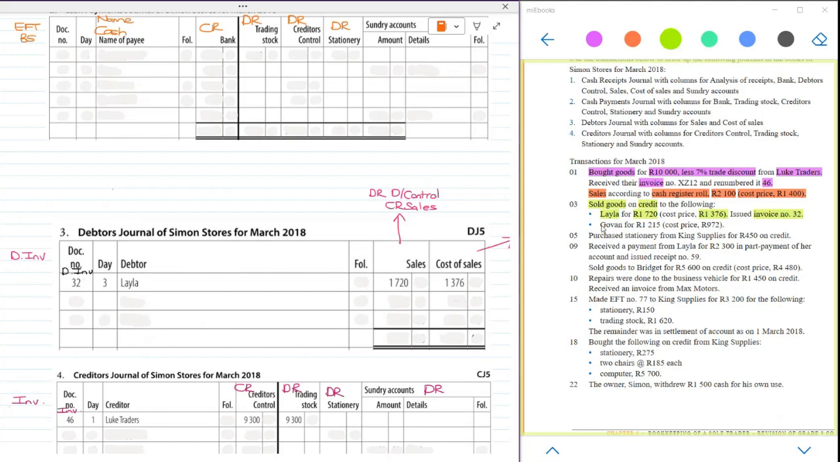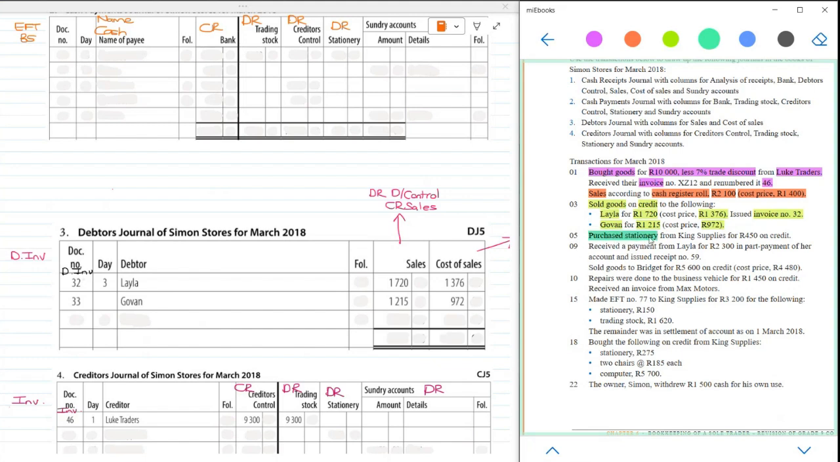And the cost price of that item, 1,376. Then we sold to Govan for 1,215 and the cost price. So again, source document is now number 33. I don't need to write the abbreviation again because it will always be duplicate invoice for the rest. The name of the debtor, Govan, the selling price, 1,215, and the cost price, 972 Rand.